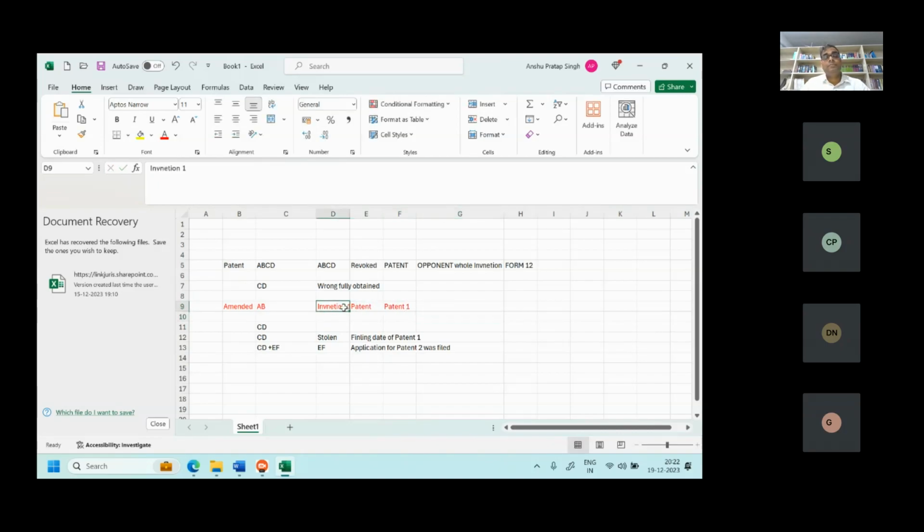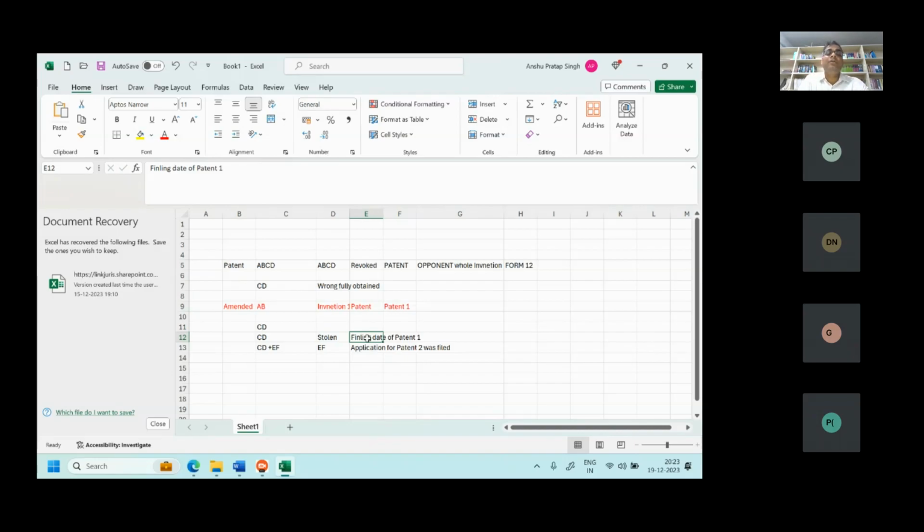So if I don't take this filing date, what will happen? This patent 1 specification, which was wrongfully obtained, will anticipate my invention, no? So I am a sufferer. My stolen thing should not harm me, right? That's why it is how it is.